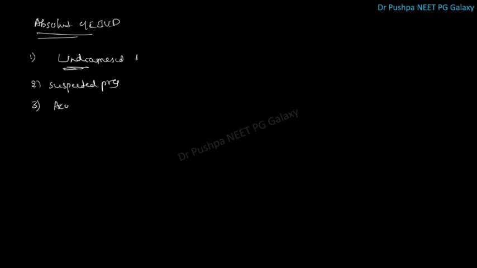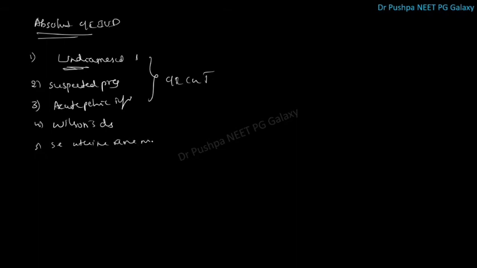Acute pelvic infection. Fourth one is Wilson's disease. So these are the main contraindications for copper T. And if there is a severely distorted uterus, that is in case of uterine anomalies, we can't use this IUD or intrauterine devices.